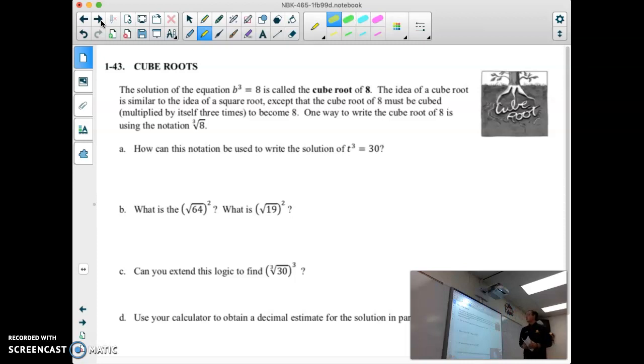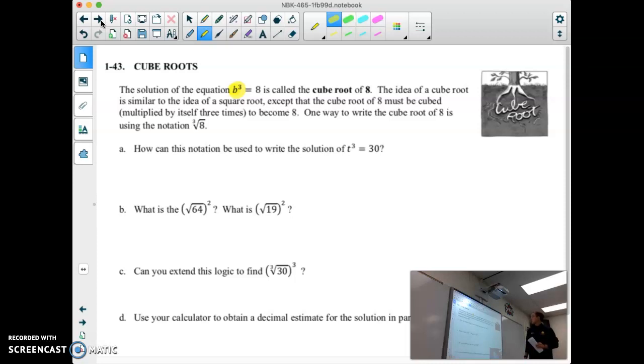All right, so 1.4.3, cube roots. The solution of b cubed, that's what that little 3 means, so b to the third, or b cubed, equal to 8, is called the cube root of 8. That's what the solution to this problem is. The idea of a cube root is similar to that of a square root, except the cube root of 8 must be cubed, meaning it's multiplied by itself 3 times to become 8.